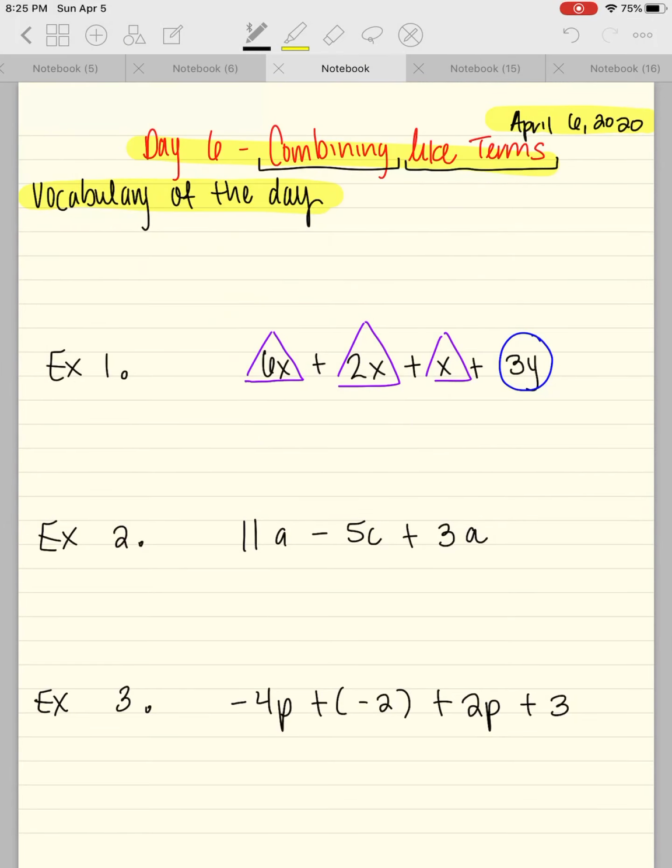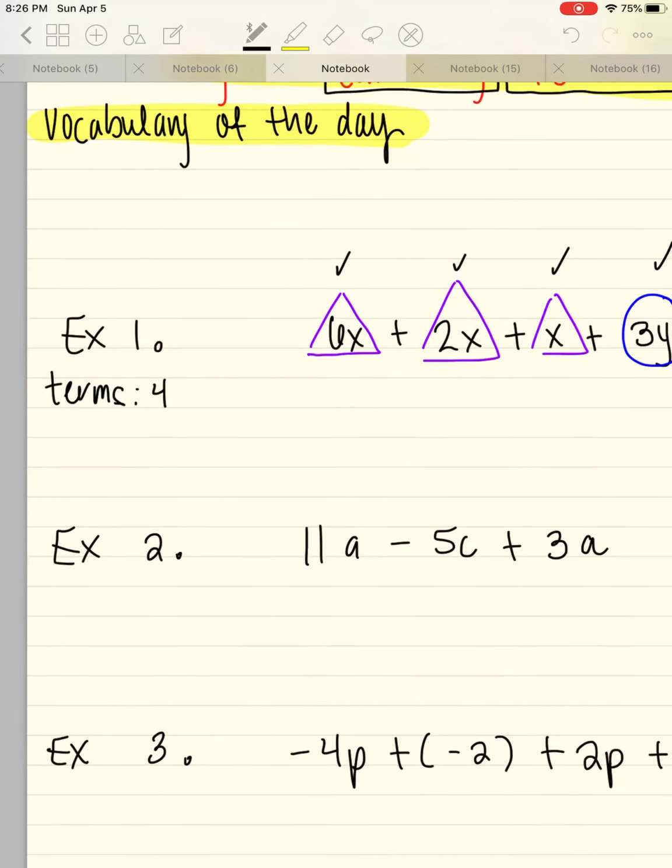Now, look at the keyword I just used. The word is terms. How many terms does this expression have? It has 1, 2, 3, 4. So I'm going to put here that it has 4 terms. Now I'm going to go ahead and start combining them. Because here I'm combining 6x plus 2x plus x. The second step is now you're going to either add or subtract your like terms. So I'm going to do that on the side actually.